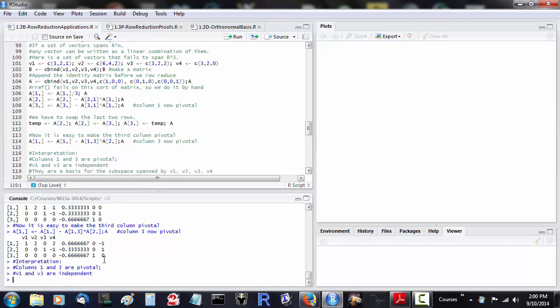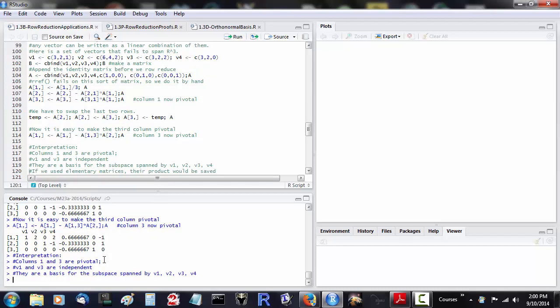Columns 1 and 3 are pivotal. That means that of the original 4 vectors, the first one and the third one are independent. And in fact, they are a basis for the subspace spanned by V1, V2, V3, and V4.